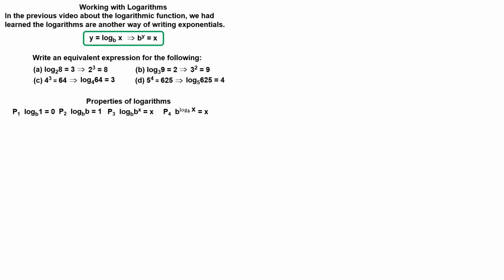Let's see how to use the properties above to find the value of logarithms. Find the value of log base 3 of 1 is 0. We use property 1. Log base 7 of 7 is 1. We use property 2.